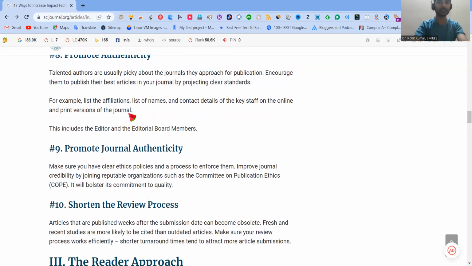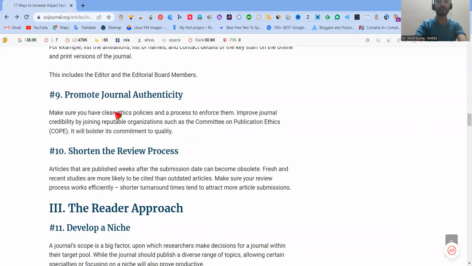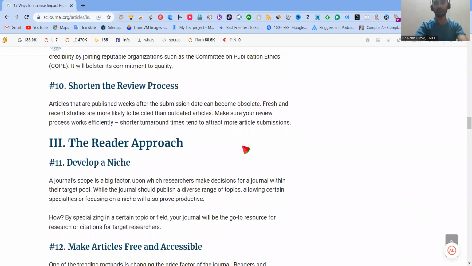Then you have promote the journal authenticity. I think they are talking about encouraging to publish the best articles. So article authenticity, and here is the journal authenticity. The journal authenticity, again, means that they are following the right sort of ethics and policies, and you can improve the credibility of the journals with the help of some sort of committee on publication ethics. So all these things enhance the trust of the readers that yes, this particular journal is a very good one. That's why we should go for this one. Then you have the shortened review process. This is very important, because if you compare them, some of the journals which are offering a very short review cycle are going to attract a lot of readers as well as authors.